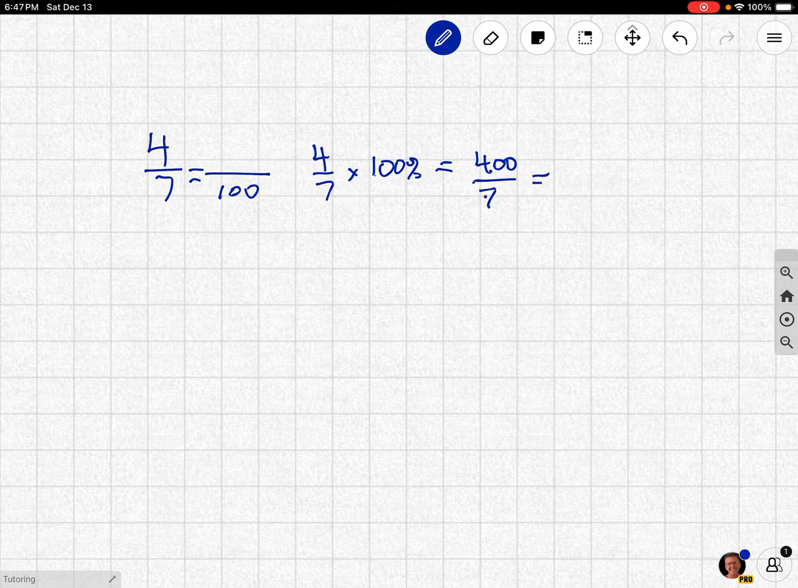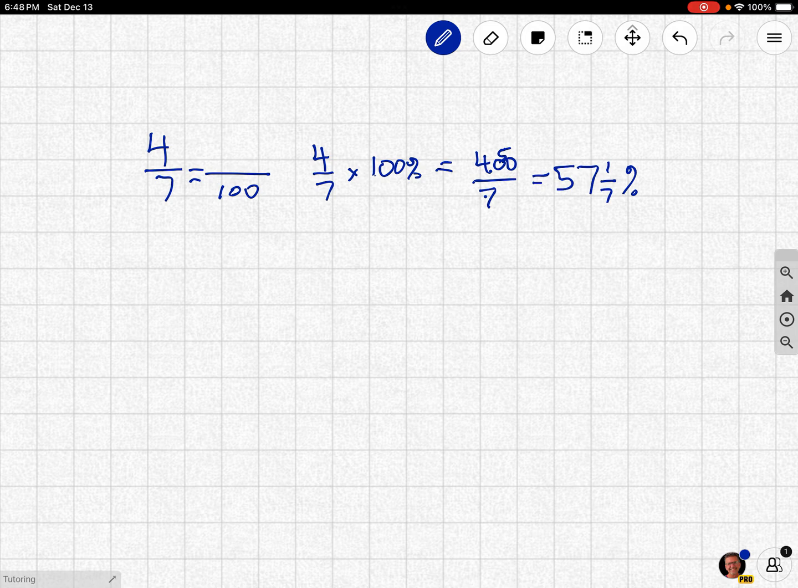7 goes into 40, not 6 times because that would be 42. So 5 times. 7 times 5 is 35, so I have a leftover of 5. And then 7 goes into 50, 7 times, that's 49. And we have a leftover of 1, so it's 1/7. And again, we have to put the percent sign on there. Did you get 57 and 1/7%? If you did, you got it right.